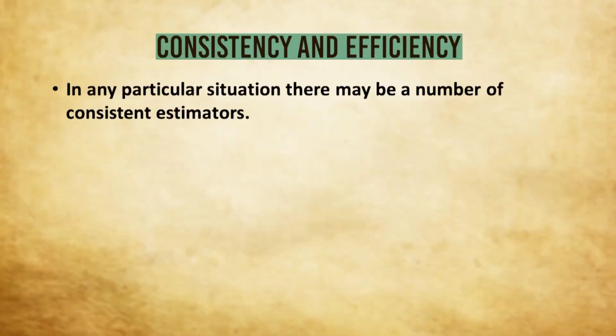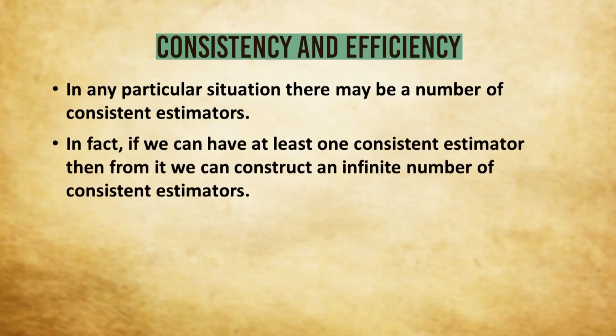Now, in any particular situation, there may be several consistent estimators. In fact, if we can find one consistent estimator, we can show that from it we can construct many other consistent estimators. So again there is a problem of choice, like unbiased estimators. We have a number of consistent estimators, so what can we do? We have to choose the best among these consistent estimators.